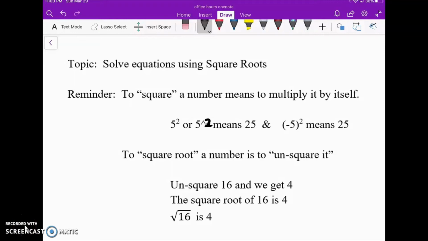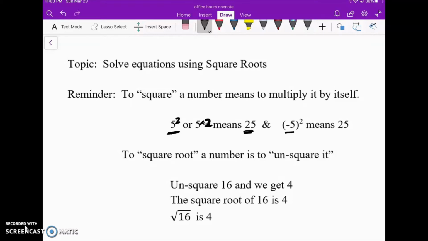Everybody, the topic this time is solving equations using square roots. First, a little reminder: to square a number means to multiply it by itself. Two ways to indicate that you're squaring a number is to use a little exponent up here or to use a little hat symbol like on our calculators. They both mean 5 squared and they both mean 25.